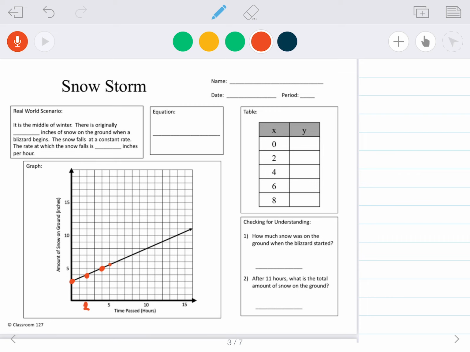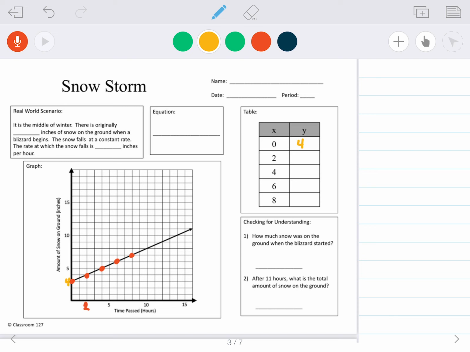And when x is 8, there we go, right there. Let's see. Oh, that was x is 5. This should be x is 6 right here. Okay, so now I have all my ordered pairs listed. So the first one, when x is 0, what is the corresponding y value? Well, that's at a height of 4. So that's going to be 4, right?